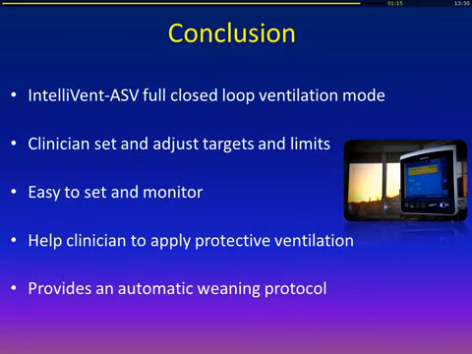So the conclusion, IntelliVent ASV is a full closed-loop ventilation mode. Clinician has to set and to adjust the targets, end-tidal CO2 and SpO2, and the limits. As you see, it's easy to set and to monitor because it's pressure control and pressure support. It helps the clinician to apply protective ventilation and provide an automatic weaning tool.